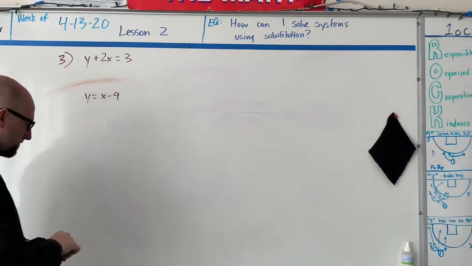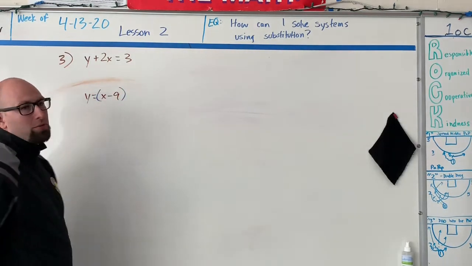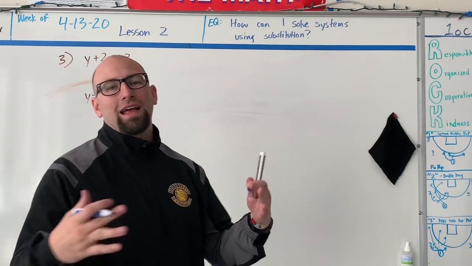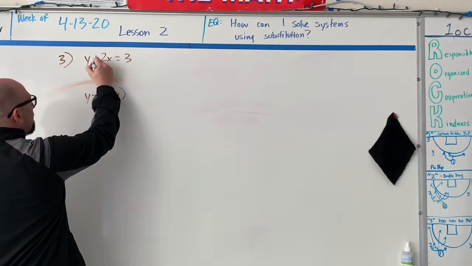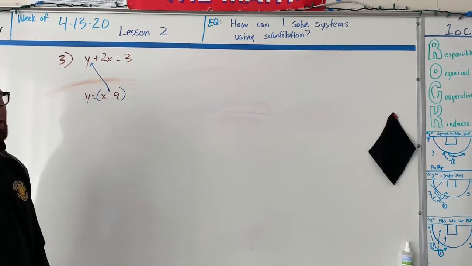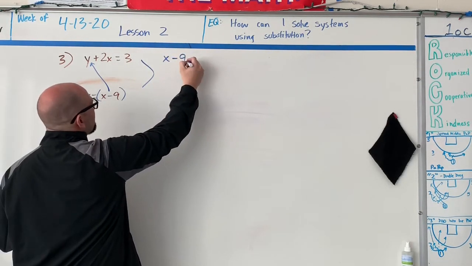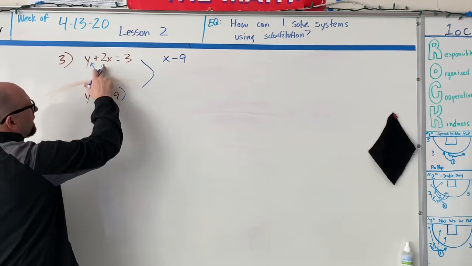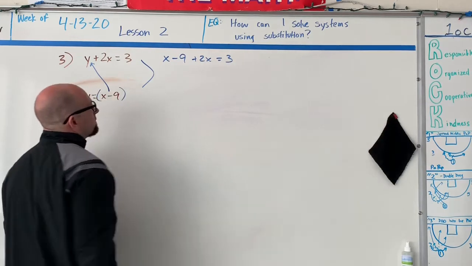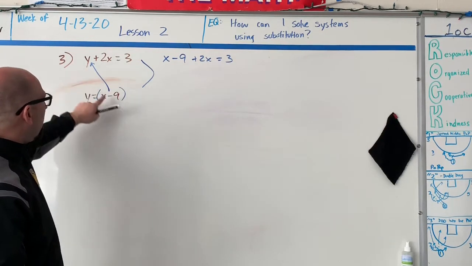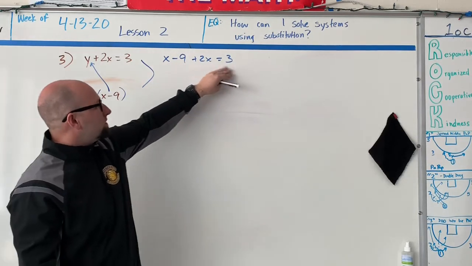So first thing I'm going to do, since I have the one equation isolated, is put parentheses for what that variable is worth. And then I'm going to draw an arrow right to where I'm going to put that in. So I've got (x minus 9) plus 2x equals 3. What I've done is, instead of writing y, I write what y equals, and I've got it right here: x minus 9 plus 2x equals 3.